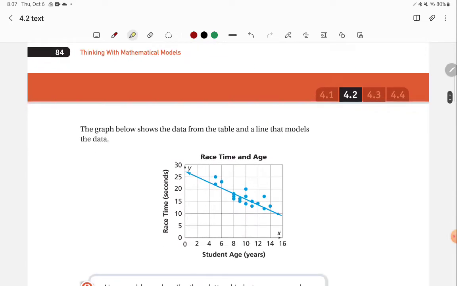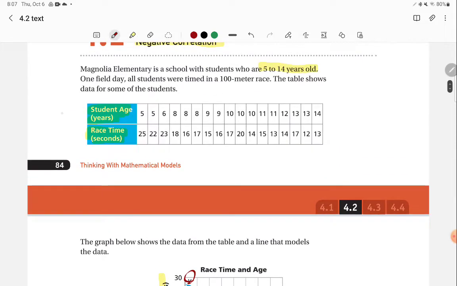So you notice the student's age is down here. This is considered our x-axis. So this is your x-axis. And then the race time in seconds, that's considered your y-axis. So here are our x variables and there are our y variables. Most times the x is represented by the independent variable, and the y is your dependent, meaning the race times are going to depend on the student's age, and in this case that makes more sense to set it up that way.